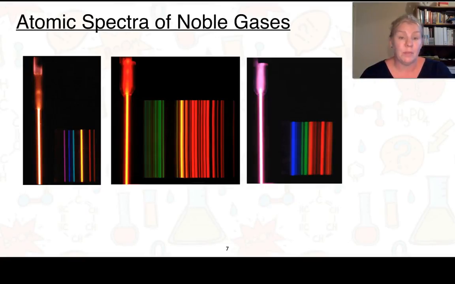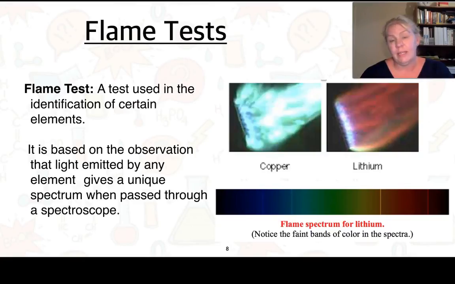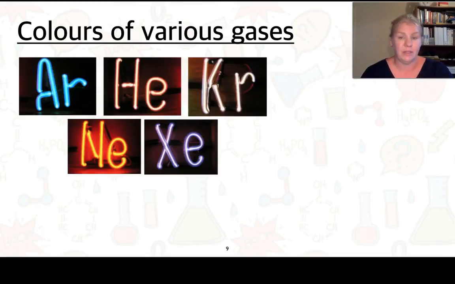Here we have some atomic spectra of our noble gases. And on the last one here, we've probably in junior school done some flame tests. When you burn different metals in a flame, you end up with different light colours that you can see. Here we have lithium, the actual flame spectrum for lithium, but here is what we actually see, colours of various gases that you can see as well.